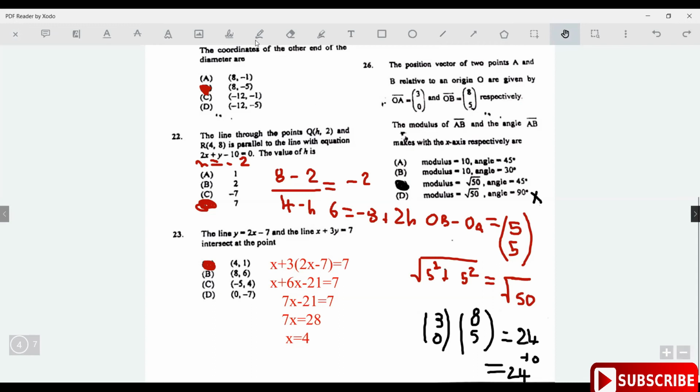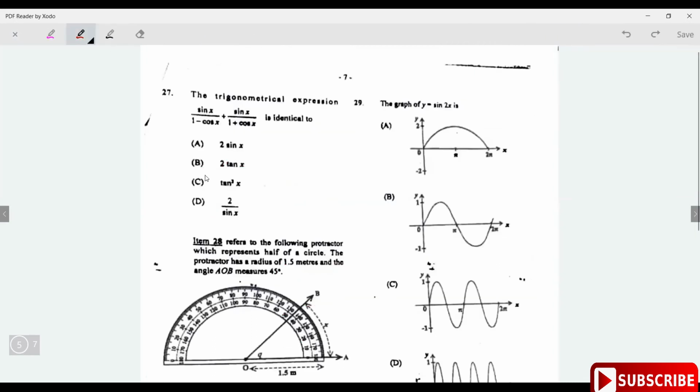All right, this is another big repeat question. We know it's 2 over sine x. This repeats like every year. Let's put it down. This is like a repeat every year.